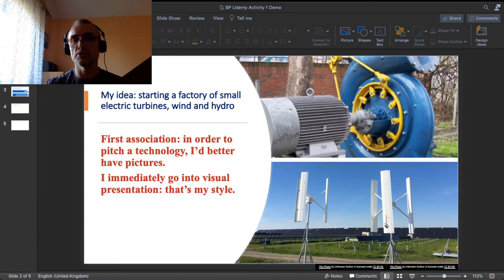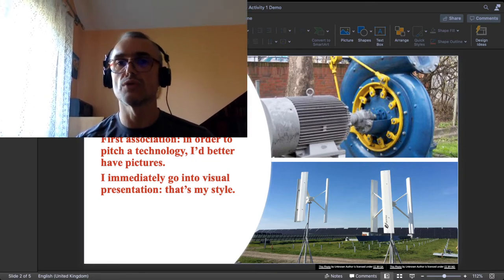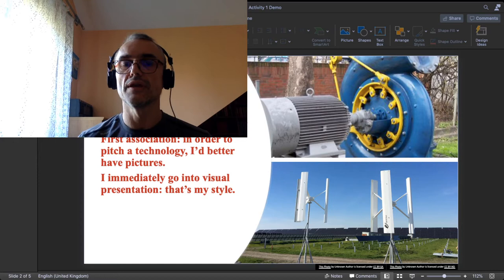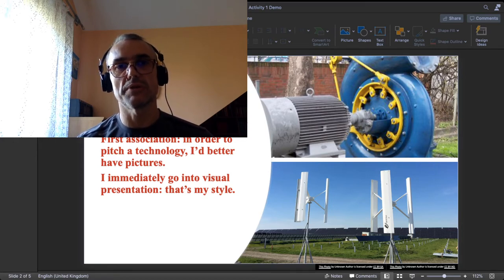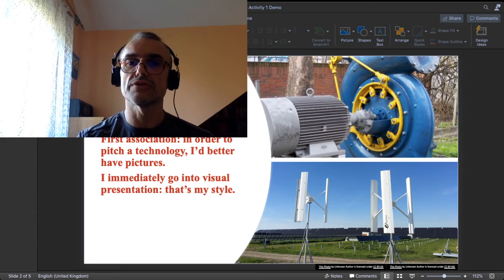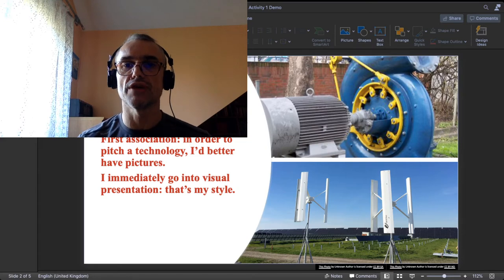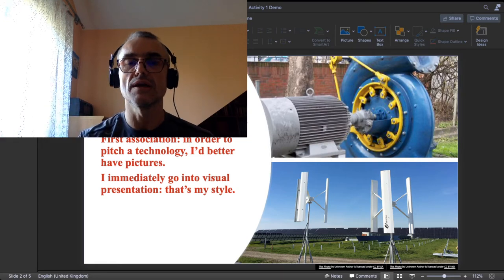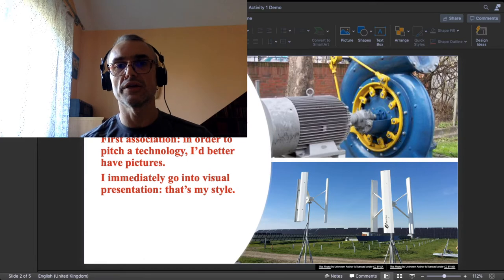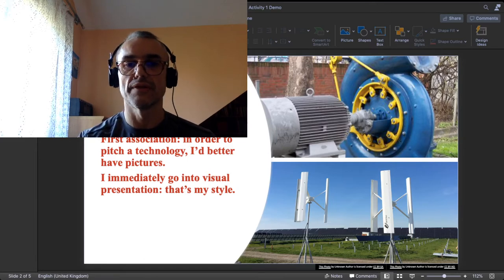And here you have two images. At the top of the picture, you have a small hydroelectric turbine. By the way, it is not exactly very small. There are much smaller ones on the market right now. And below you have a small wind turbine. Small wind turbines usually have a vertical axis. So that's my style, going into the visual.